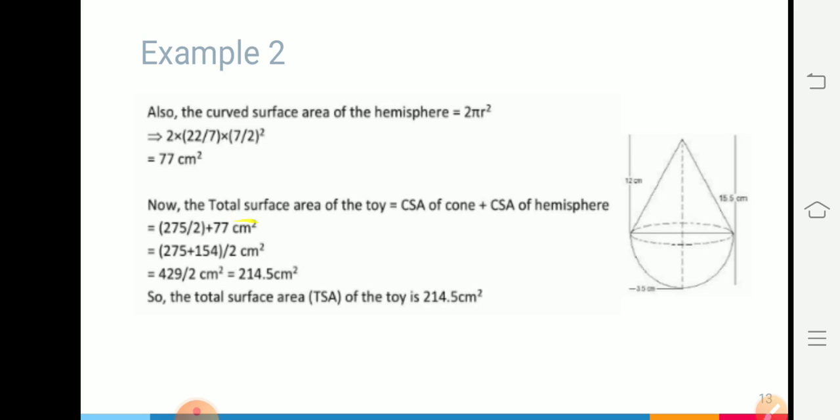So the total surface area of the toy is the curved surface area of the cone plus the curved surface area of the hemisphere. Adding both, you can find the total surface area of the toy, which is 214.5 cm².